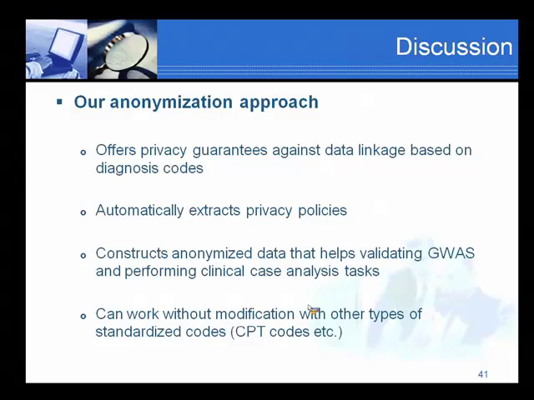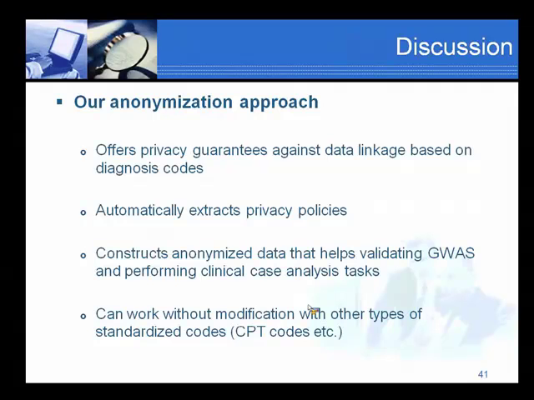So basically, our anonymization approach is the first to offer formal privacy guarantees against data linkage based on diagnosis codes. And it also has some key characteristics. First, it automatically extracts privacy policies, which is something practical, because these policies may be difficult to extract manually. And additionally, it constructs anonymized data that helps validating GWAS. Furthermore, it can work without modification with other types of standardized codes, such as CPT codes or SNOMED concepts.